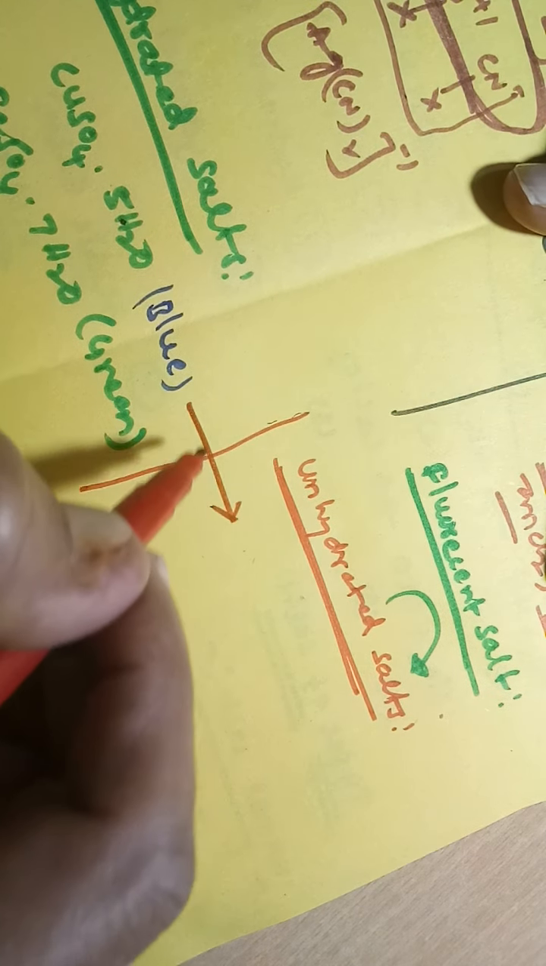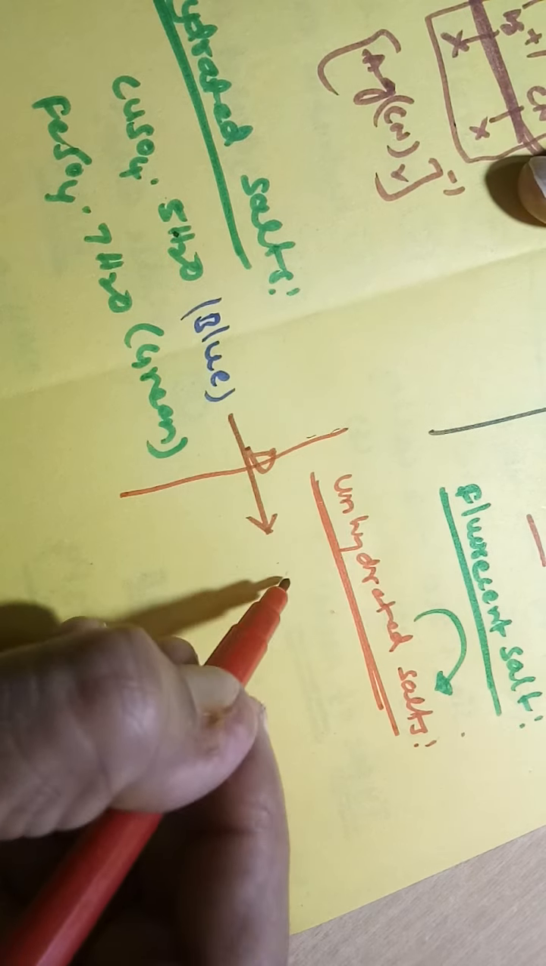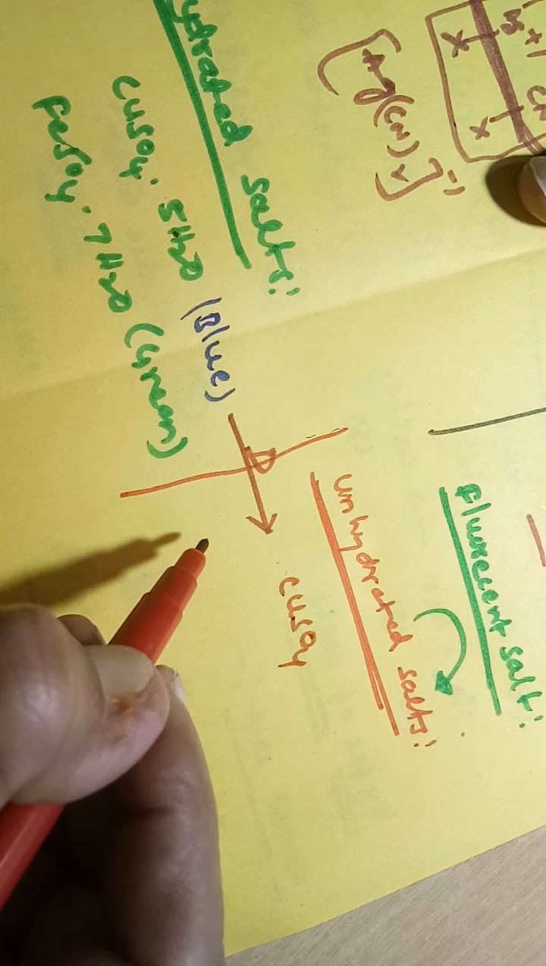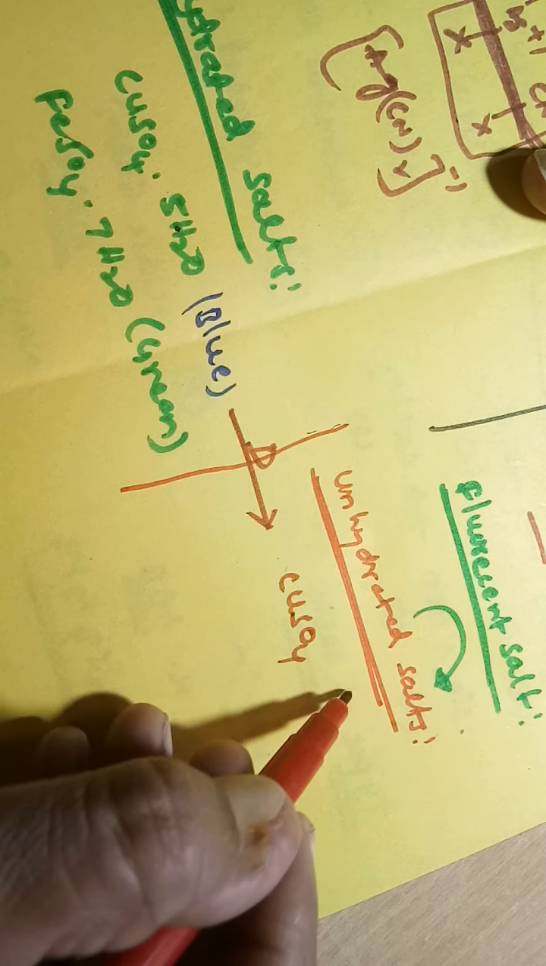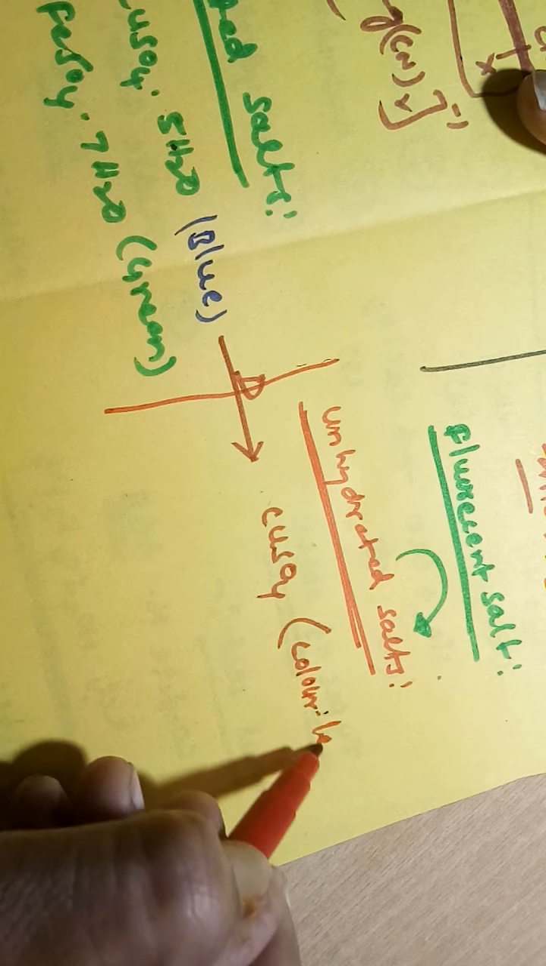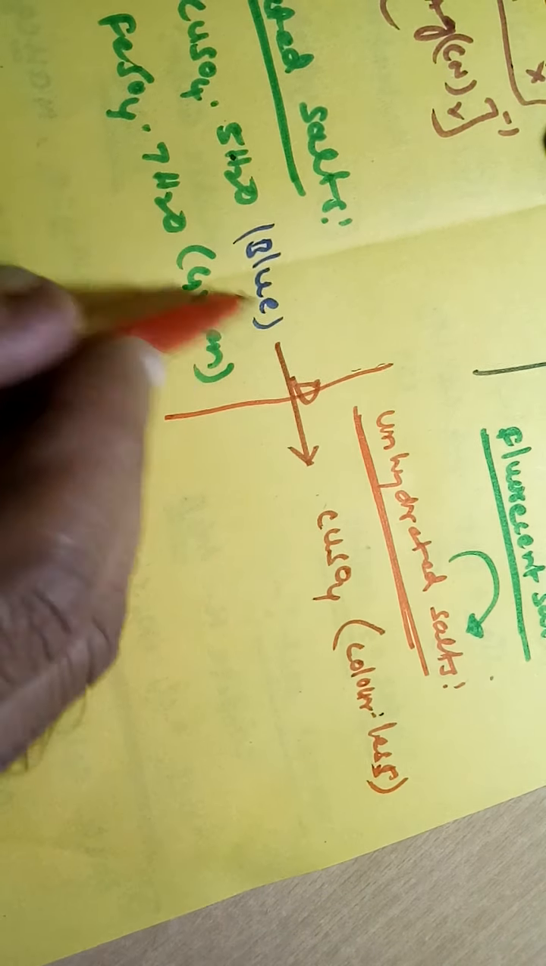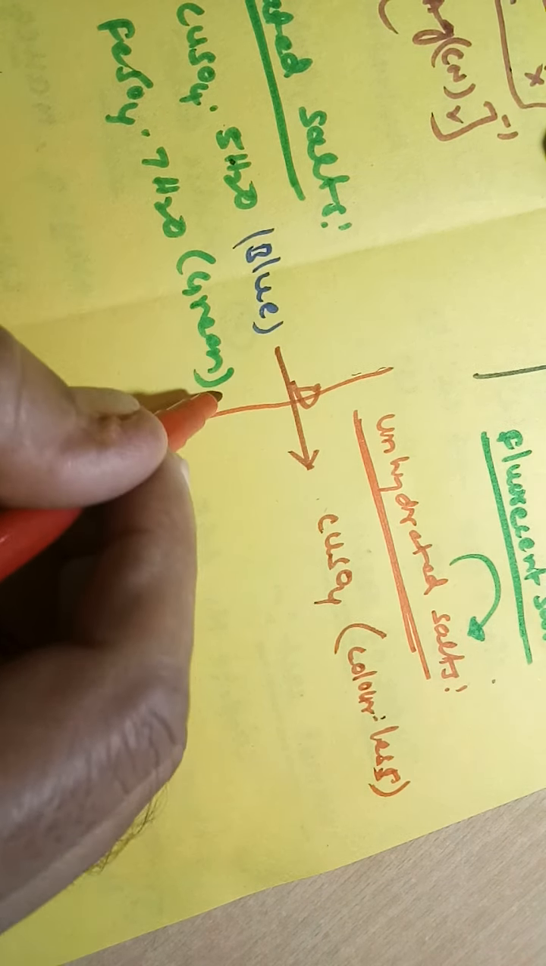For example, CuSO4.5H2O, when heated, loses water molecules and is converted into copper sulfate, CuSO4. What is the color of anhydrous copper sulfate? It is a colorless salt. So it loses water molecules.